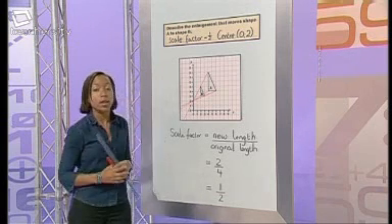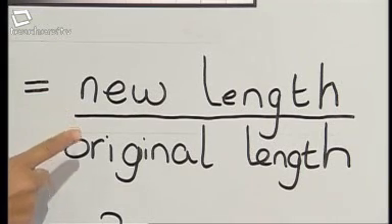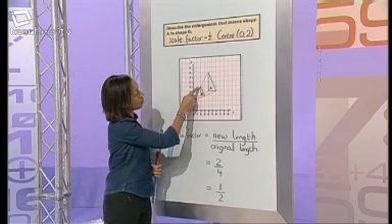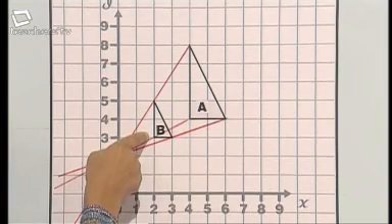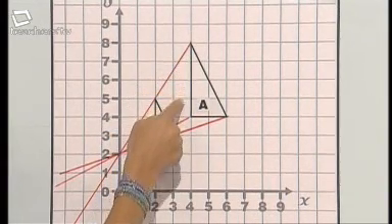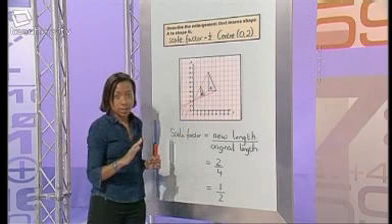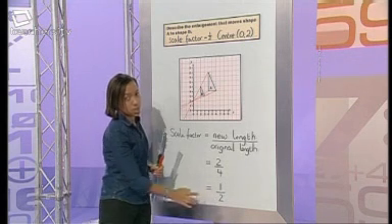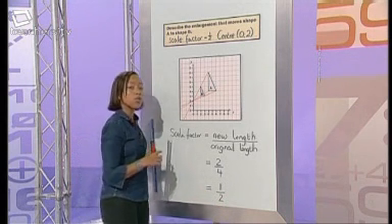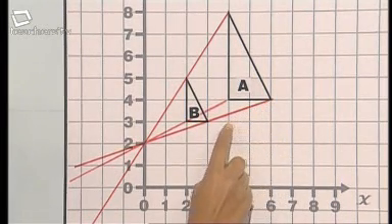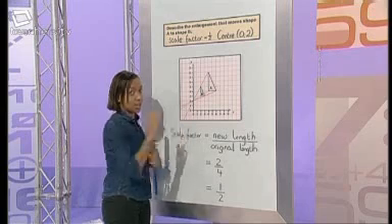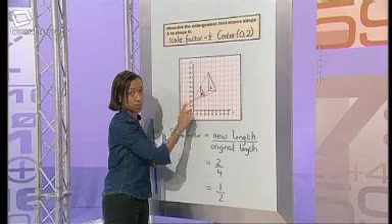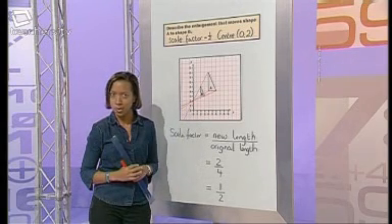To find the scale factor, I also used this ratio, new length over the corresponding original length. The new length I chose was this one here, which is 2, and the corresponding original length is this one here, and that's 4. So the scale factor is 2/4, which is the same as 1/2. To work out the centre of enlargement, I drew straight lines through the matching points on the original shape and the new shape. The point where the lines cross is here at 0, 2, and that is the centre of enlargement.